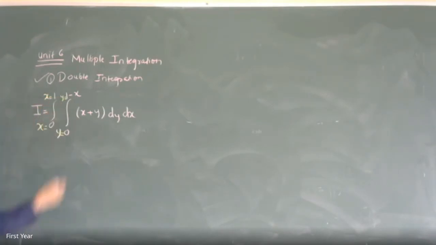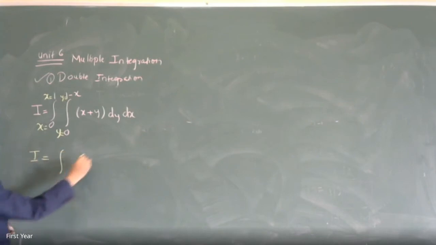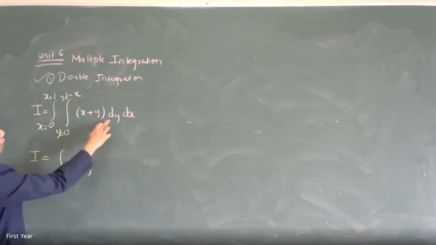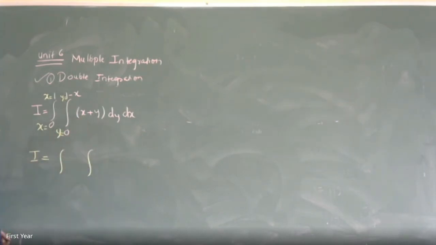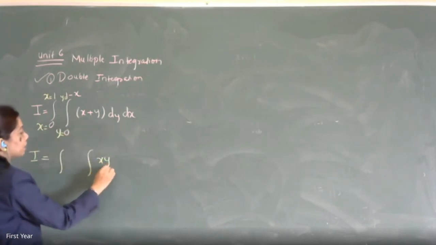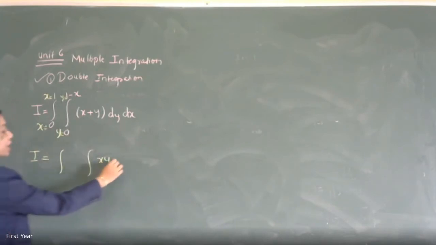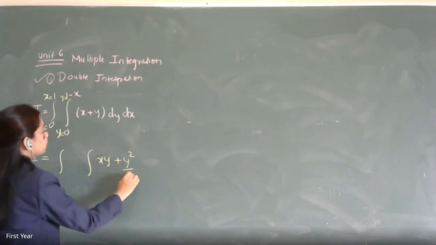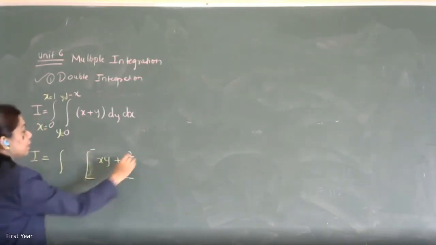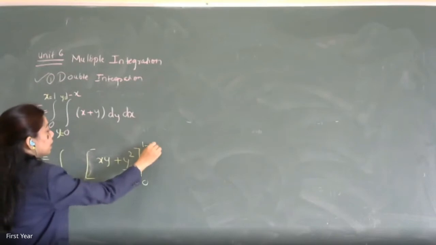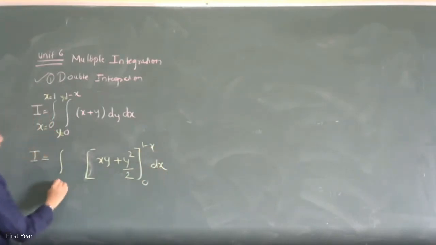How do we identify? If x is in the limits, then the variable is y. So these are the limits of y. And if these are the limits of y, outside should definitely be the limits of x. So now do the normal integration. When you are doing integration with respect to y, x will be constant. So what is the integration of x? xy. And the integration of y? y square by 2. From 0 to 1 minus x, and x is equal to 0.